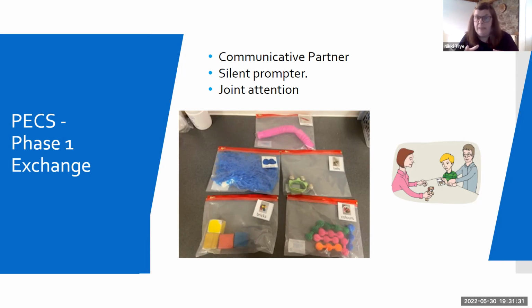So you've got the communicative partner, the person who sits in front of the young person, and then the silent prompter is the one that sits behind. Make sense so far? Yes. Okay. Then I've added in the bit about joint attention. Joint attention is really, really important for our young people.